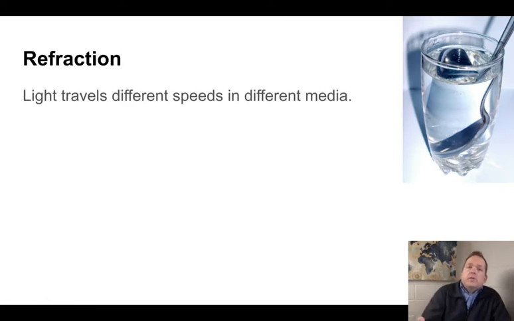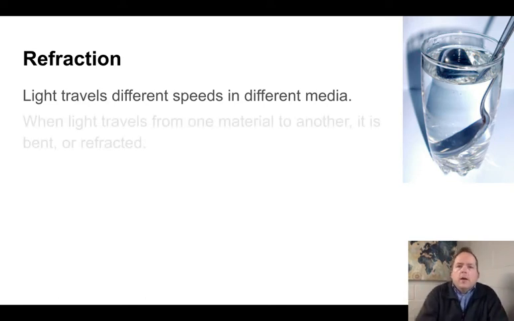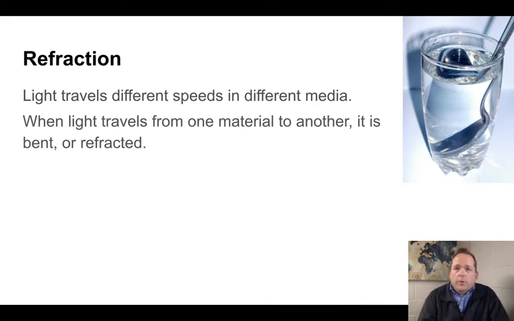So for you to see a spoon, light has to go from somewhere in the room, through the glass, through the water, to the spoon, bounce off the spoon, back through the water, back through the glass, back through the air, and then into your eye. And so it's going to undergo a lot of transitions from one material to another along that chain. And when light travels from one material to another, it generally gets bent. The angle that it goes at changes.